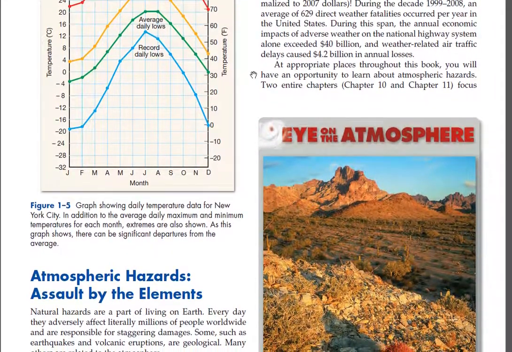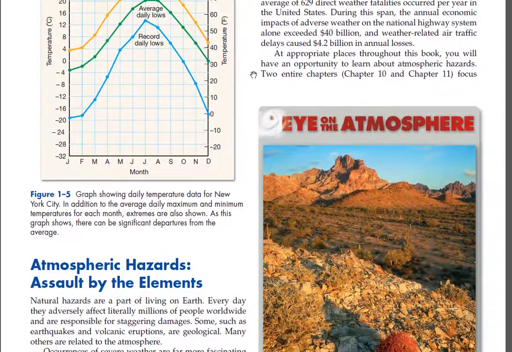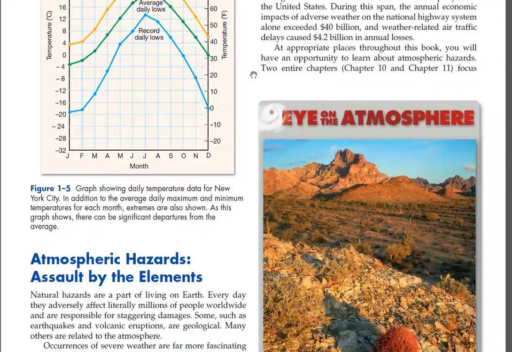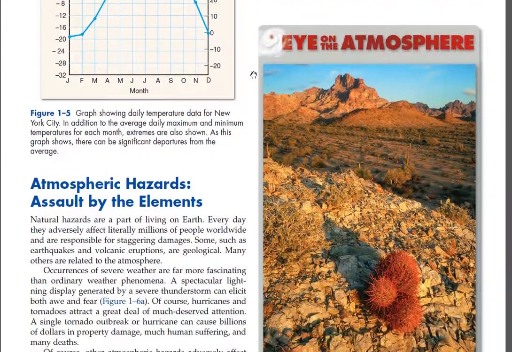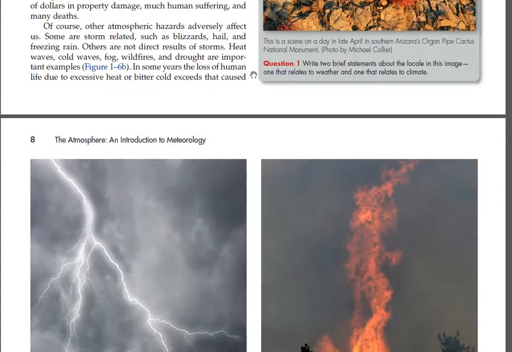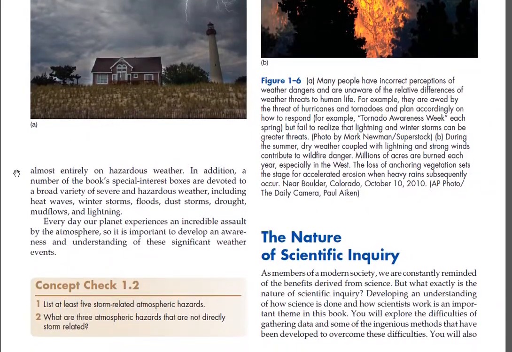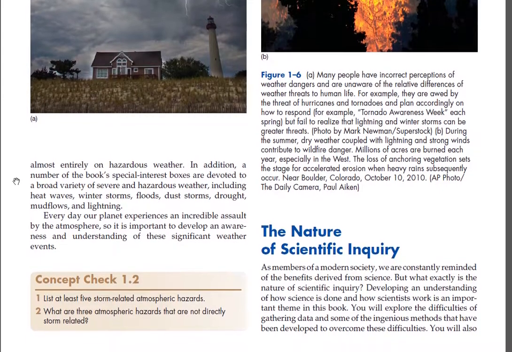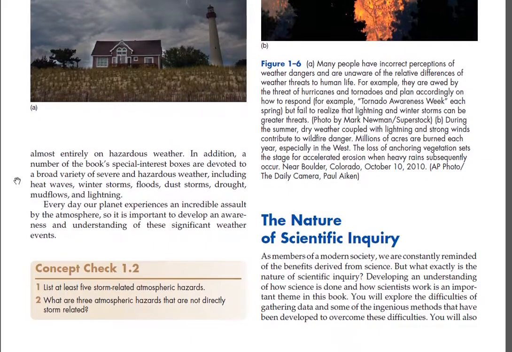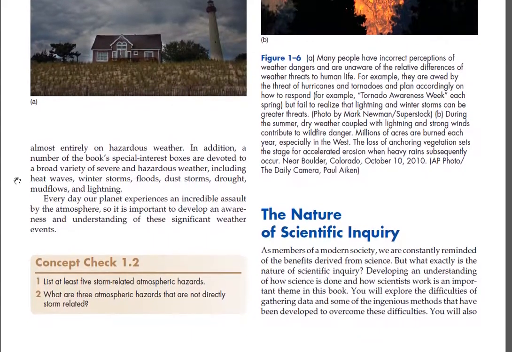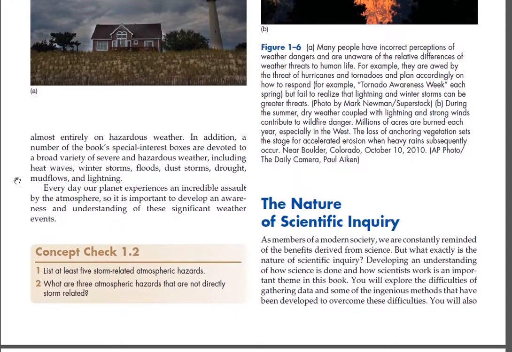At appropriate places throughout this book, you will have an opportunity to learn about atmospheric hazards. Two entire chapters, Chapter 10 and Chapter 11, focus almost entirely on hazardous weather. In addition, a number of the book's special interest boxes are devoted to a broad variety of severe and hazardous weather, including heat waves, winter storms, floods, dust storms, drought, mudflows, and lightning.